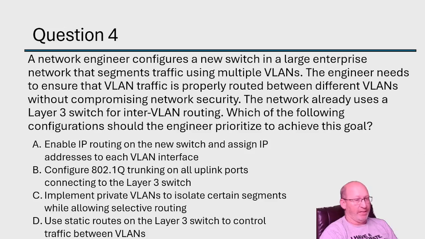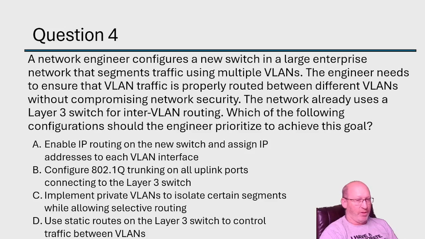And so I can segment those off, and then with the selective routing, I can route to other VLANs on my network. Out of all of these, B is a good answer. It really is. But I feel like C is the better answer on this one. So we want to implement private VLANs.